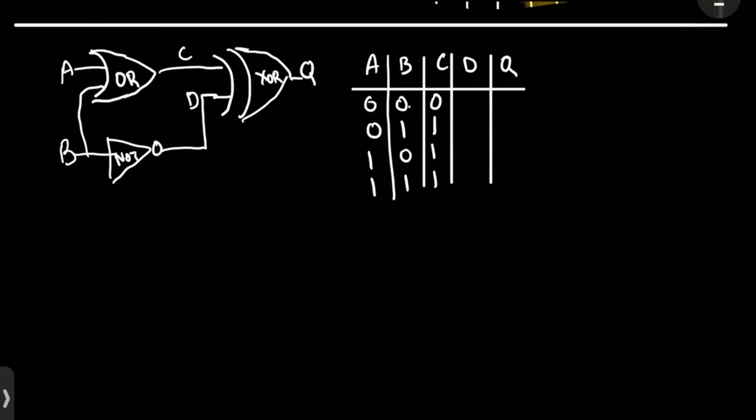So if B is 0, then what is D? 1. 0, 1, 0. Nice. Okay, now C and D go into an XOR gate. An XOR gate will only return you a 1 if only one of the things is 1. So for example, C and D, one of them is a 1, right? Not both of them, only one of them, so we can put a 1 here.